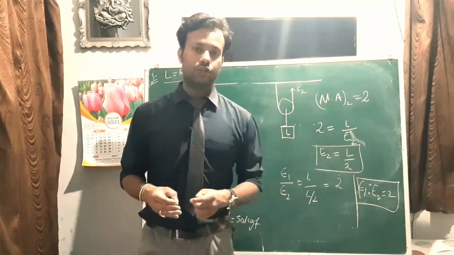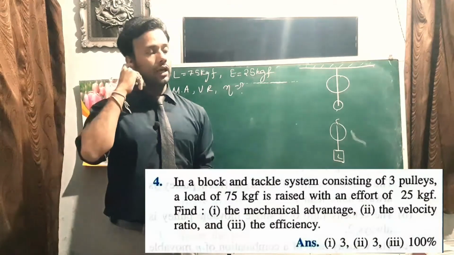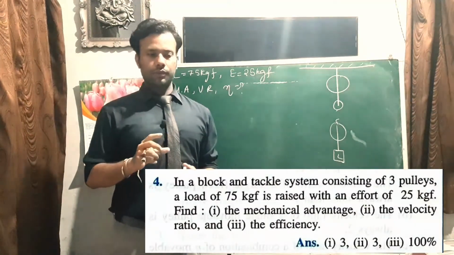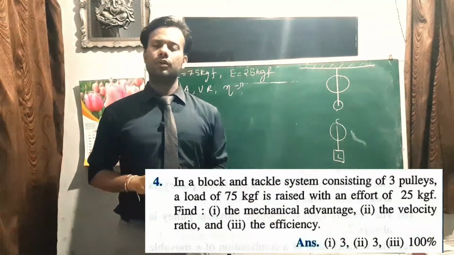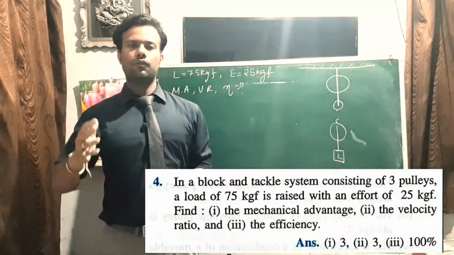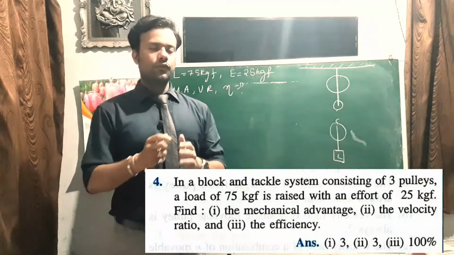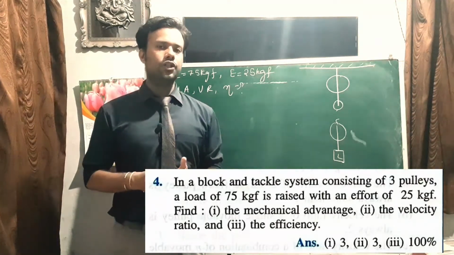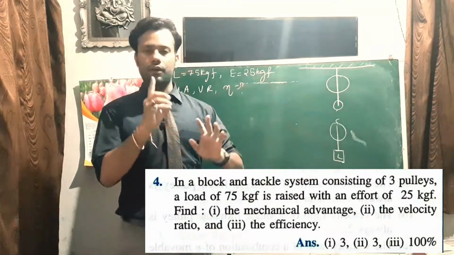Let's see the next numerical. In question number 4, we have 3 pulleys connected by a block and tackle system. In the block and tackle system, the upper block always has either an equal number of pulleys or one more pulley in comparison with the lower block. So if we have a total of 3 pulleys, obviously only one condition is possible: in the upper block we have 2 pulleys and in the lower block we have 1 pulley.